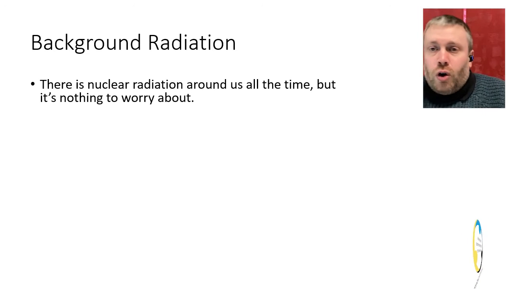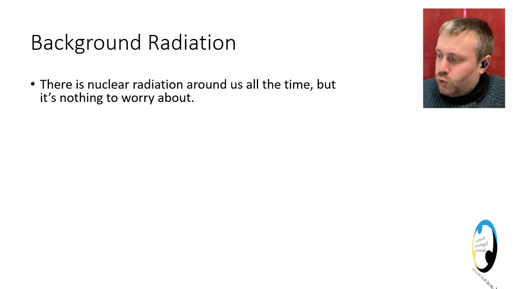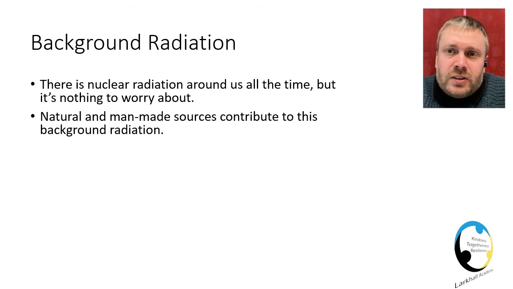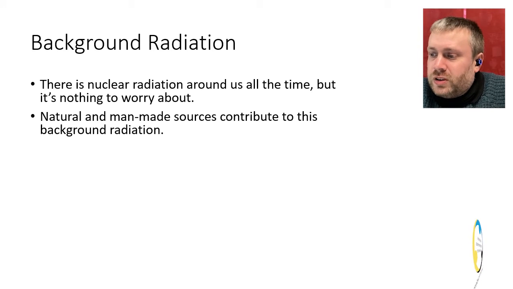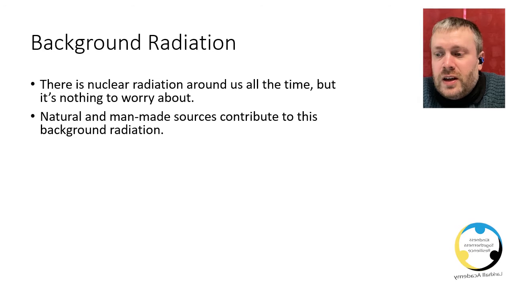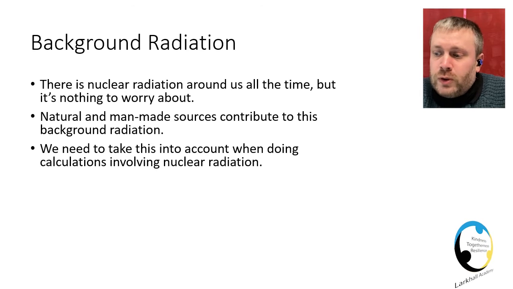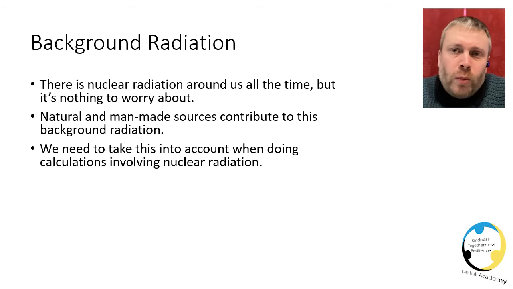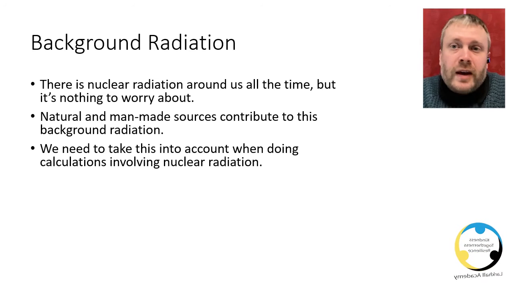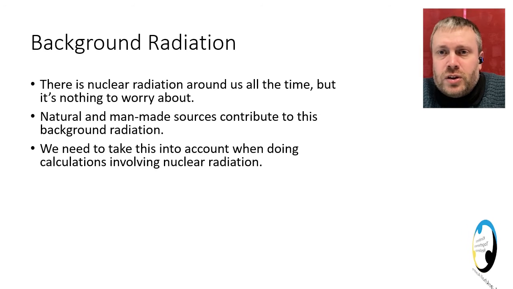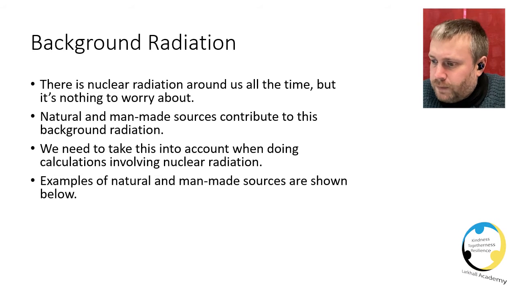So there's nuclear radiation around us at all times. It is not anything we need to worry about because the levels are low enough that it isn't harmful to us. There are different types, so we get some which are naturally occurring, and some which are man-made sources. Both of these contribute to the background radiation that affects us. We need to take this into account. So if we were doing any calculations involving nuclear radiation, we'd normally need to take this into account. Now, I'm going to be introducing an equation shortly, and we'll not need to worry about background radiation when I introduce this equation. But it's just something to be aware of for the future. Normally we would need to take into account background radiation.